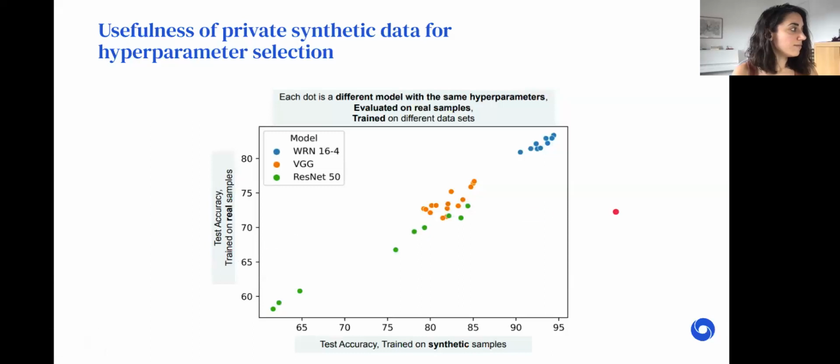And even more so, if we train on synthetic samples generated by a private data generator and then evaluate on the real samples, we almost have perfect correlations. This means that we can use these synthetic samples to select a good enough class of models with a good set of hyperparameters, so that we then know how it would perform when trained on the actual real data.